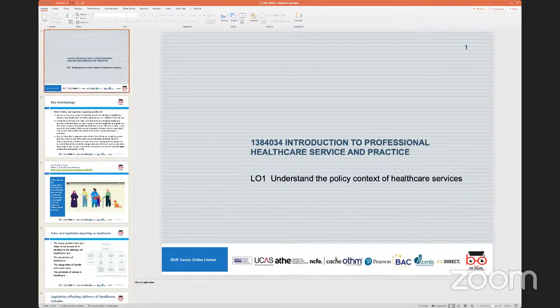Now, this unit has two learning outcomes. The first learning outcome is to understand the policy context of health and social care. So we'll be broadly understanding the areas related to policy and formation of policy, and that would involve studying regulation and legislation.